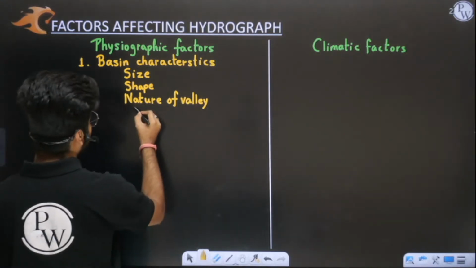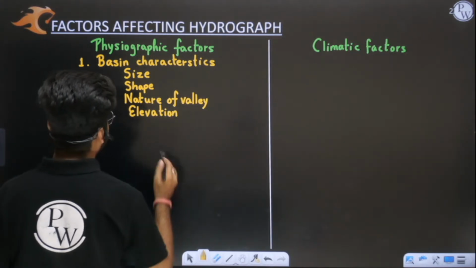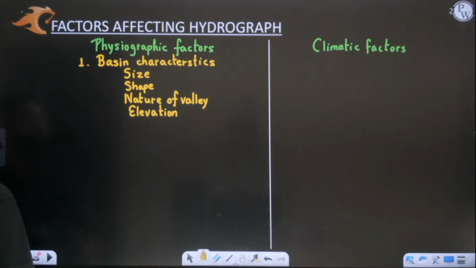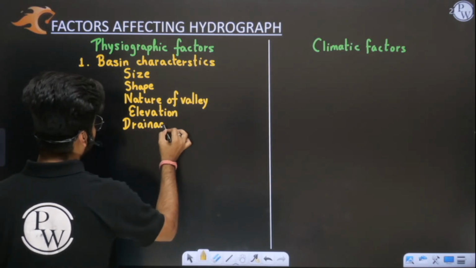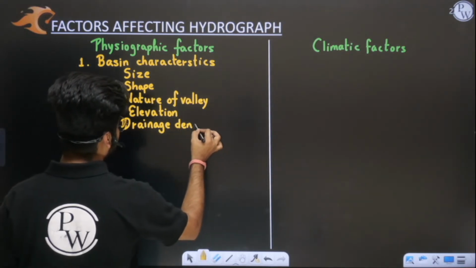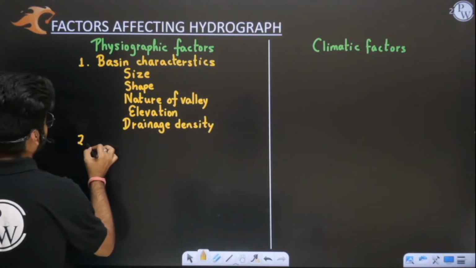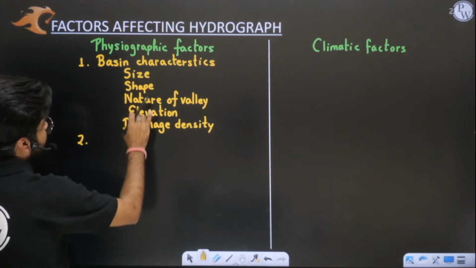Then what is the elevation of your catchment? Then what is the drainage density there? We'll discuss all the factors one by one. We'll discuss the most important factors one by one, obviously not all, because not all are important. So these are the physiographic factors of catchment.